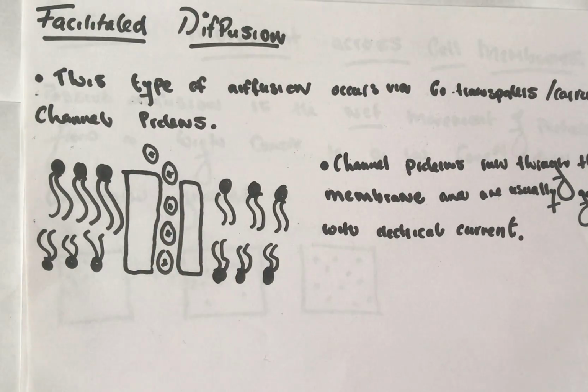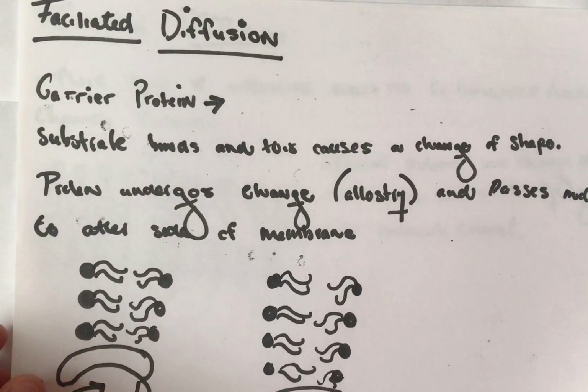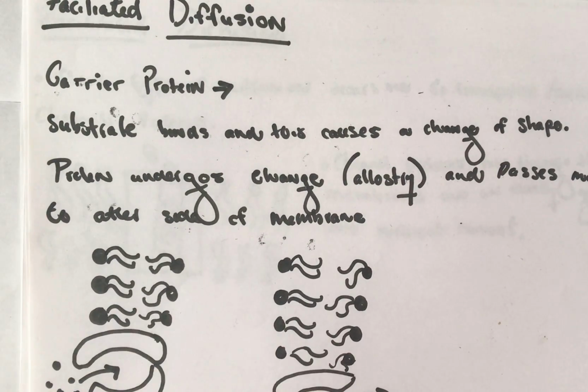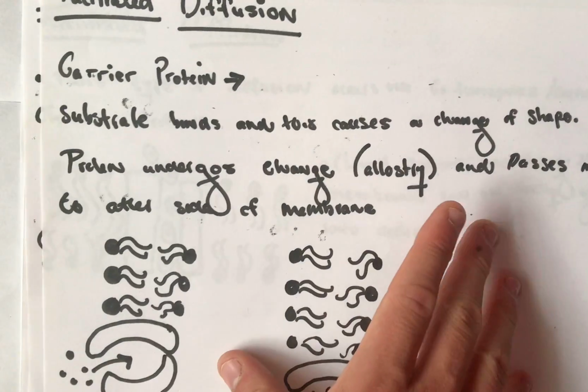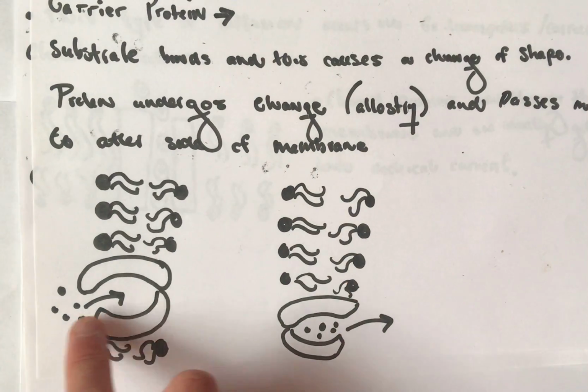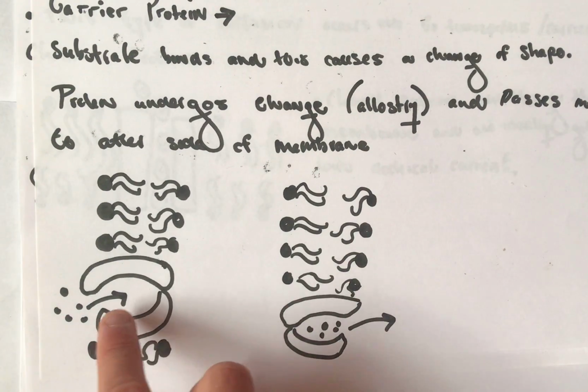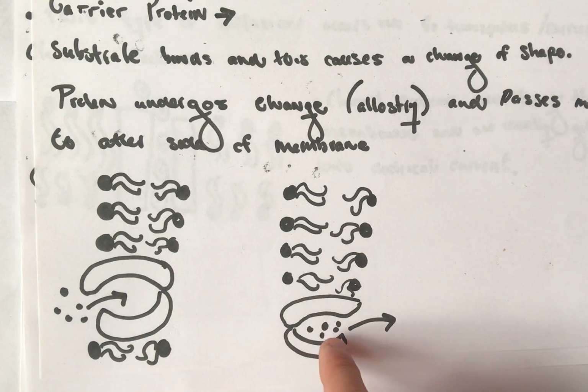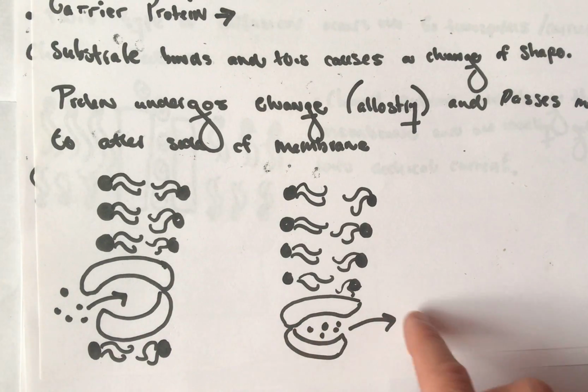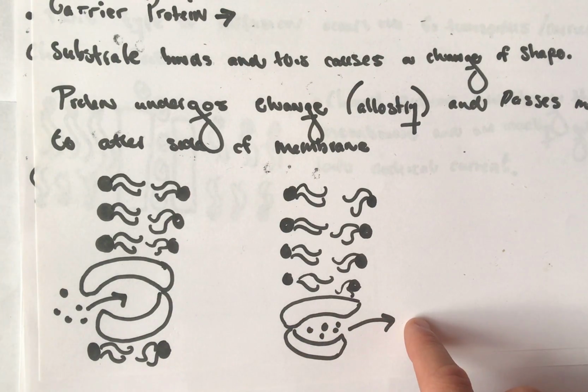We also have what's known as carrier proteins. When carrier proteins bind to the substrate, they undergo a change known as an allosteric change, since the substrate will bind to the allosteric site. This causes the molecule, as you can see in the diagram, to change shape and allow the passage of the particles into or out of the membrane.